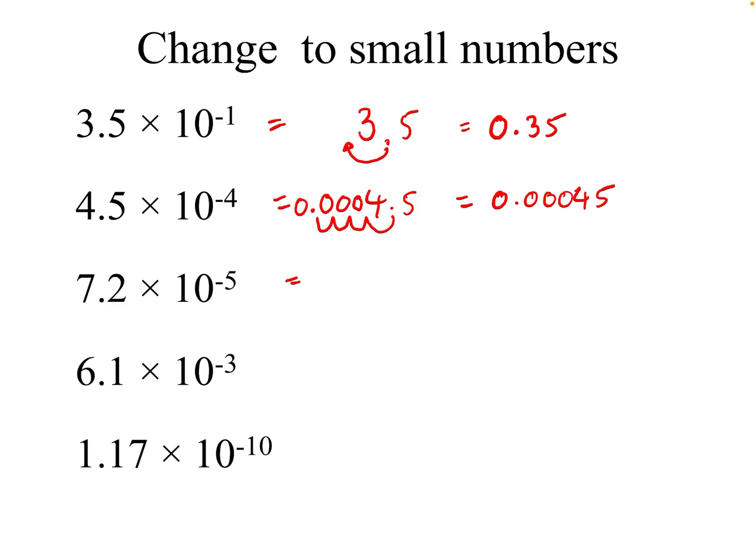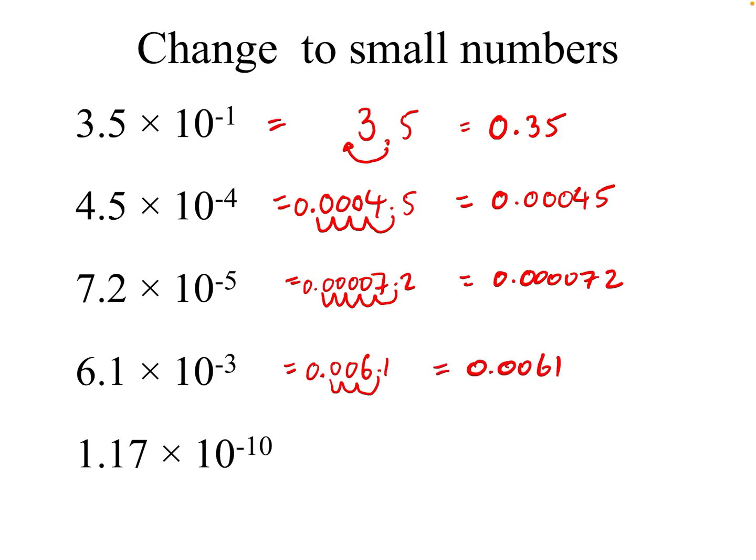Okay, let's do a few more. This is going to be, so 7.2 is going to be 1, 2, 3, 4, 5. Fill in the gaps. And then put a 0 point in front. So the answer is 0 point, then 1, 2, 3, 4 zeros, and then 7, 2. Okay, 6.1, 1, 2, 3. Fill in the gaps. Okay, so it's going to be 0.0061, and I'll leave the last one for you to do.